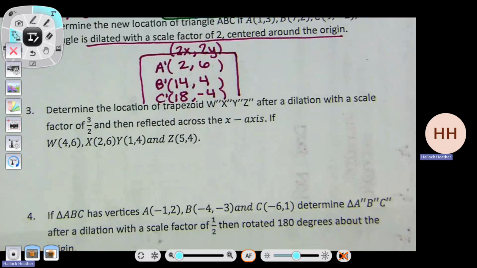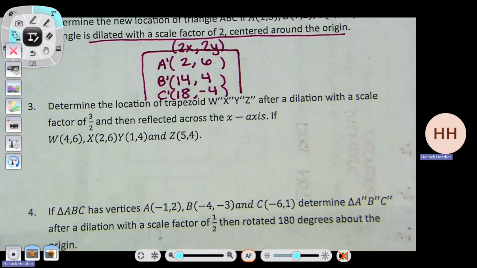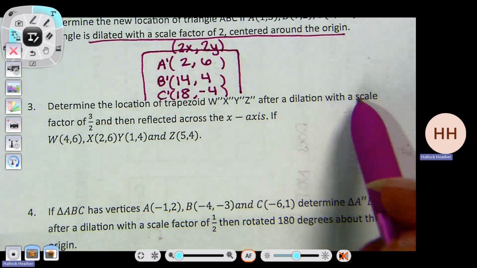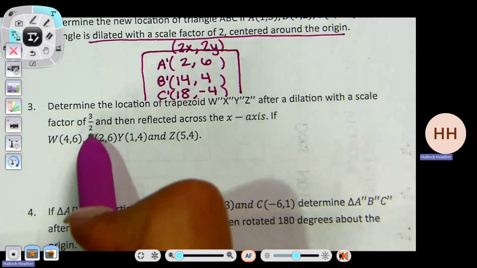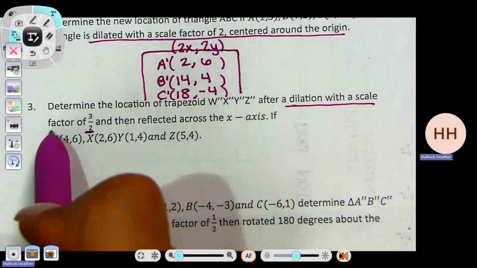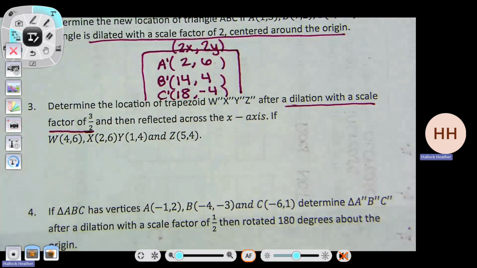Okay, see if you can do the next one. Start with number 3. Determine the location of trapezoid WXYZ after a dilation with a scale factor of 3/2. Then reflect it. So first, you're doing the dilation. That's why we have calculators. You're multiplying by 3/2 to every coordinate. Use your calculator. Use your fraction button.